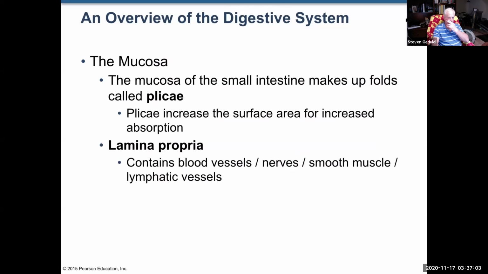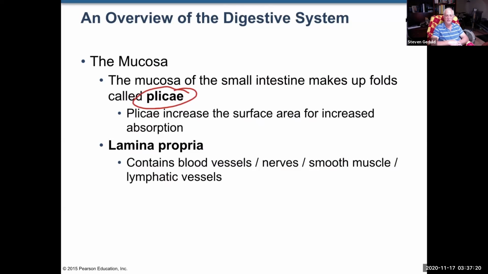Okay. The mucosa of the small intestine has many folds in it. These folds, like anything else, if you have multiple folds, it increases surface area. You increase surface area, you have a larger area for absorption. Okay. And these little folds are called plicae.